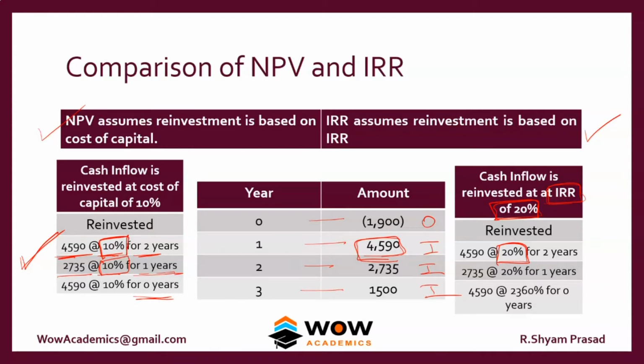The second project also will not give you this IRR. It will give you an IRR something like 15%. So how can we assume that we can invest at 20% in the same project? That is not possible at all. So this is an unreasonable assumption. That's why NPV is way better than IRR.